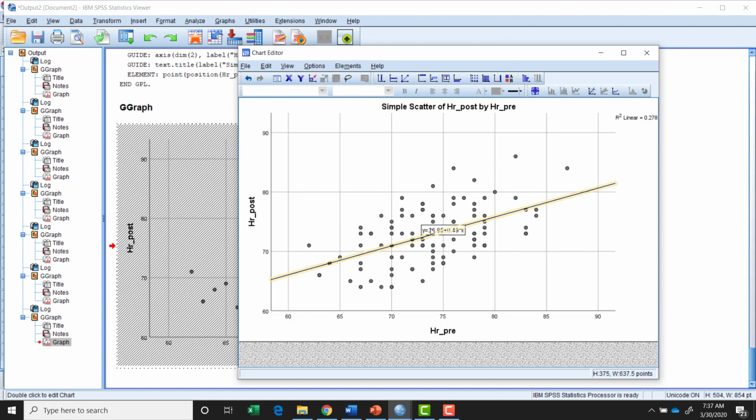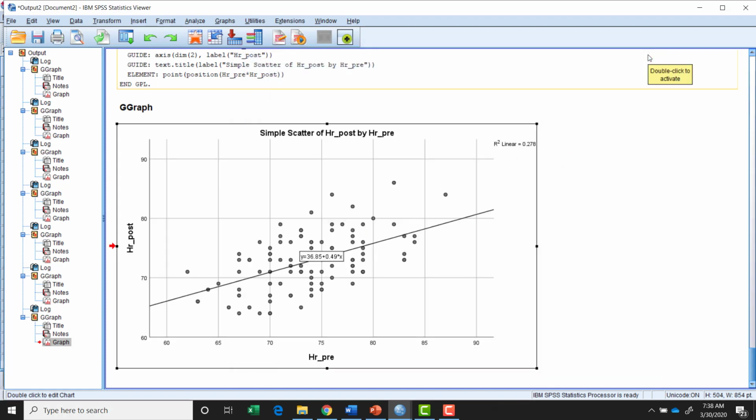And you can see it actually fits. We'll talk about this next class. It fits a regression line. So you can see you can actually build the relationship that the heart rate post, the expected value, is going to be 0.5 of the heart rate pre plus 36. So we can actually build a statistical test, a regression, on top of this scatter plot.